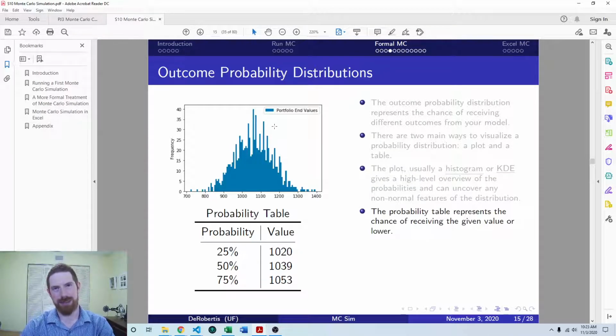And then the probability table helps you quantify some of this and think about the chance of hitting certain values in the model. So what this probability table says is that in 25% of cases, we're going to have less than $1,020. In 50% of cases, we're going to have less than $1,039. And in 75% of cases, we're going to have less than $1,053.